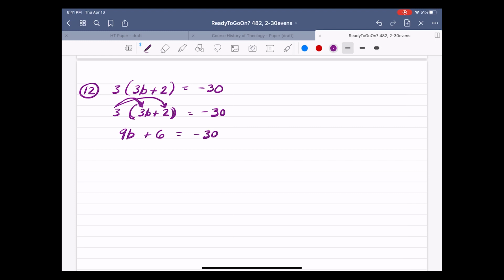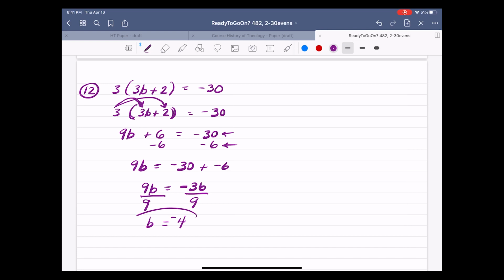And now this looks very similar to the problems we did on numbers 1 through 9. We're going to subtract 6 from the left, subtract 6 from the right. 9b equals negative 30 plus a negative 6. If I have 30 negatives and I add 6 more negatives, I'm at negative 36. I want to solve for b, it's being multiplied by 9, so I'm going to divide by 9. If I divide the left, I have to divide the right. We know that 9 times 4 is 36, so 36 divided by 9 is 4. You're dividing a negative by a positive, so we know our answer is negative: b equals negative 4.